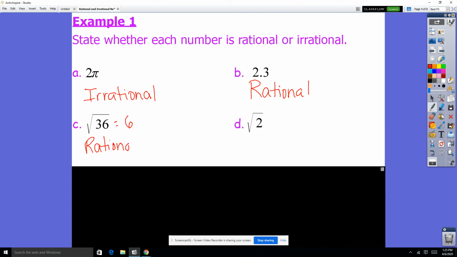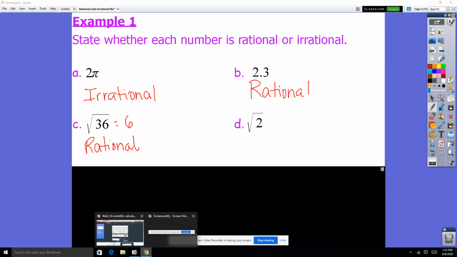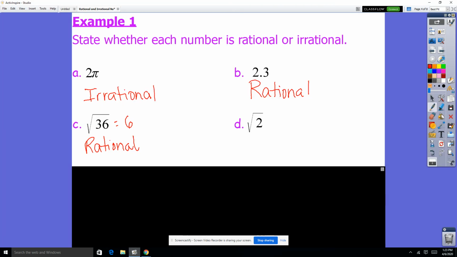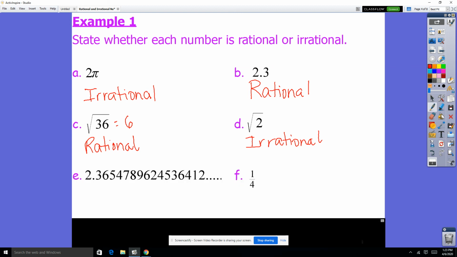If I take the square root and I get a decimal that repeats, then it's irrational. So for example, the next one is the square root of 2. So if I take the square root of 2 and hit enter, it gives me a decimal that repeats in no order. So this isn't a perfect square. It is an irrational number, because when you take the square root of it, it's a repeating decimal, no order.